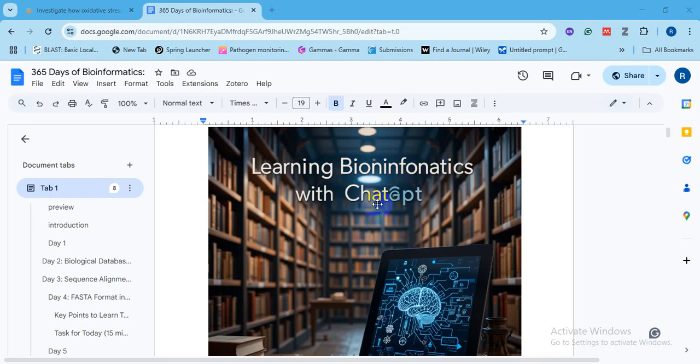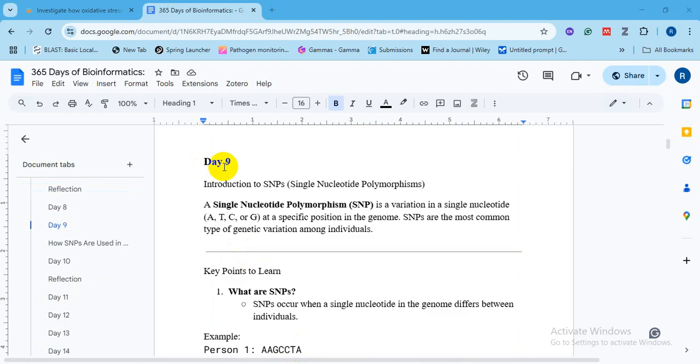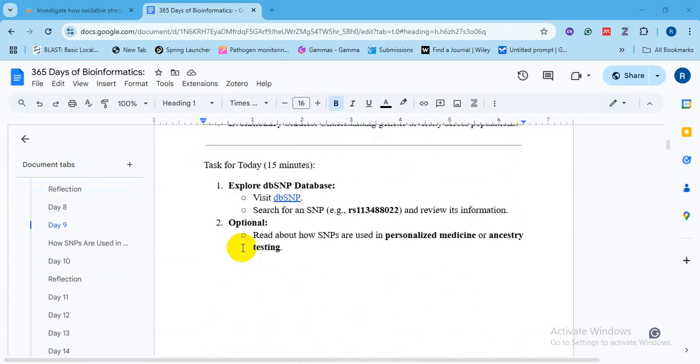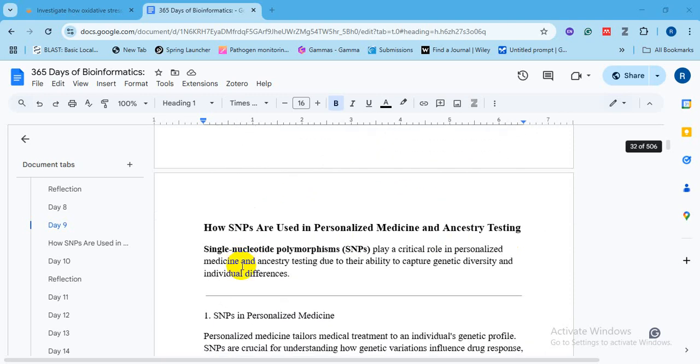Learning bioinformatics with ChatGPT. In the previous day, number 9, it gave me an activity that I need to read more about the use of single nucleotide polymorphism in personalized medicine and ancestry testing. So I asked ChatGPT to explain more. I asked how single nucleotide polymorphisms (SNPs) are used in personalized medicine and ancestry testing.